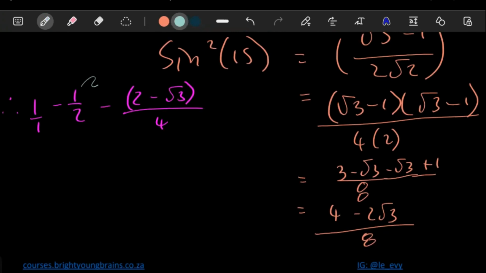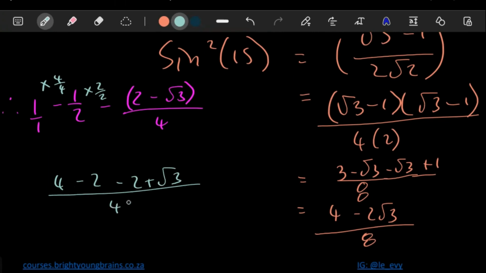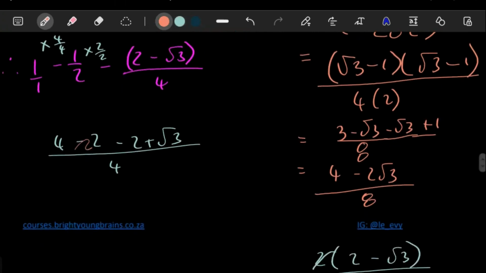So obviously we can make this over 1 also. To get the same LCD, this is going to be 2 over 2, and this is going to be 4 over 4. We're going to have here 4 minus 2 plus square root of 3, the whole thing over 4. And then 4 minus 2, all these go away. Then you have square root of 3 over 4. Wow, that is so amazing. But anyways, let's keep it moving.